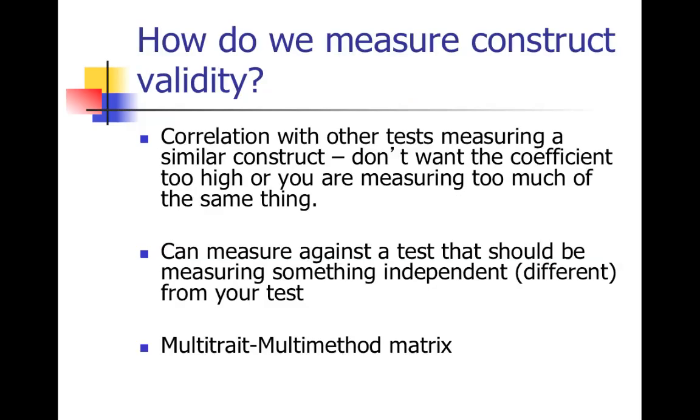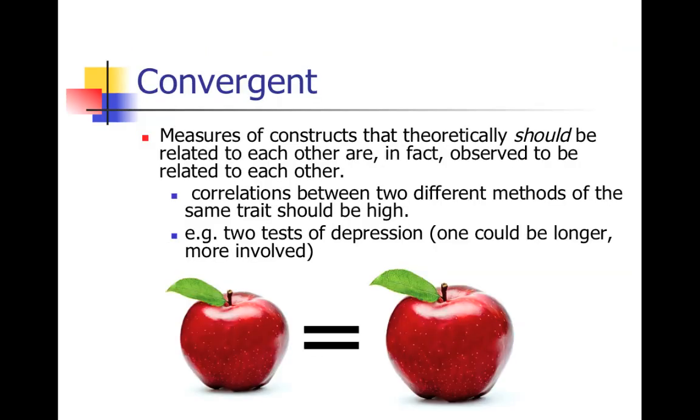So how do we go about measuring construct validity? Typically, we will correlate it with other tests that measure a similar construct. You don't want the coefficient to be too high, or you're measuring pretty much the same thing. You can also measure it against a test that should be completely different. It should be something independent or almost opposite from your test. And there is a sophisticated way to do that, which we're not going to talk about now, called the multi-trait, multi-method matrix.